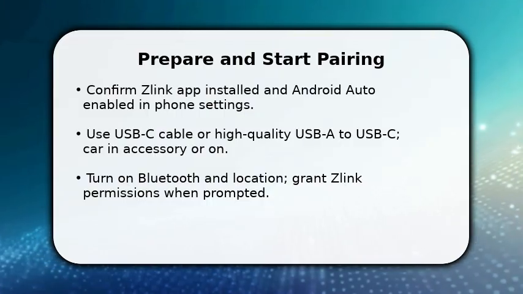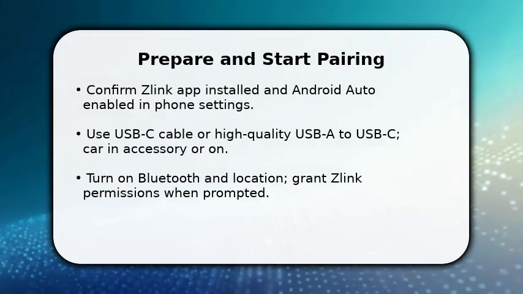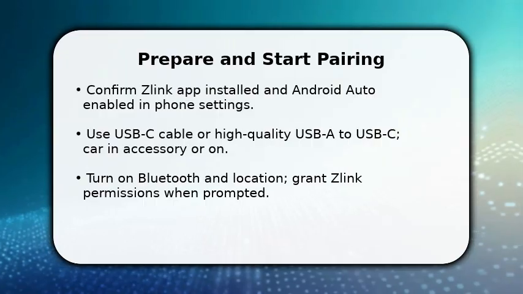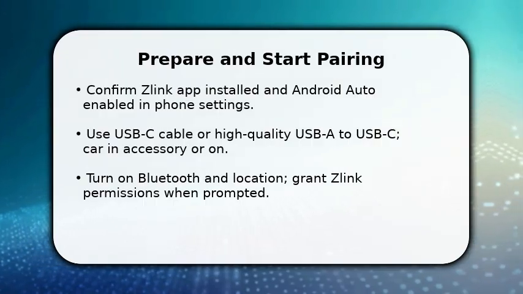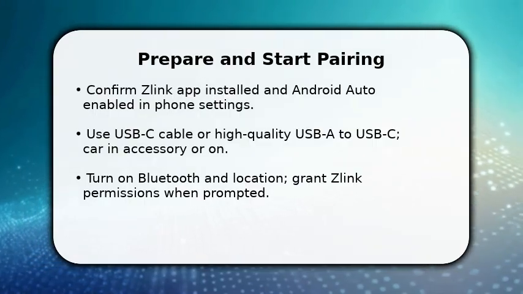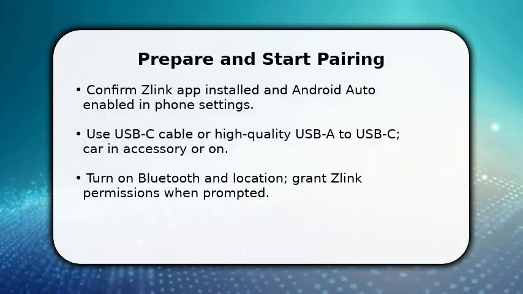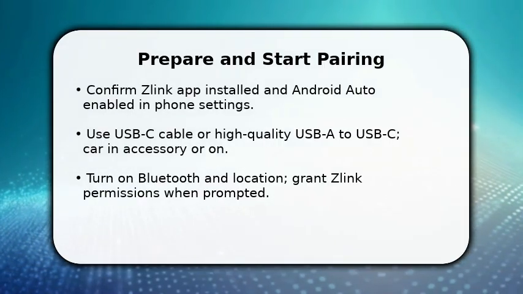You're going to start pairing now. Plug a good USB cable into the phone and car, open ZLink, and allow required permissions. Once done, make sure Android Auto is enabled in your phone settings and ZLink is allowed to overlay and access media. If the car shows a connection prompt, accept it and select ZLink as the projection app.